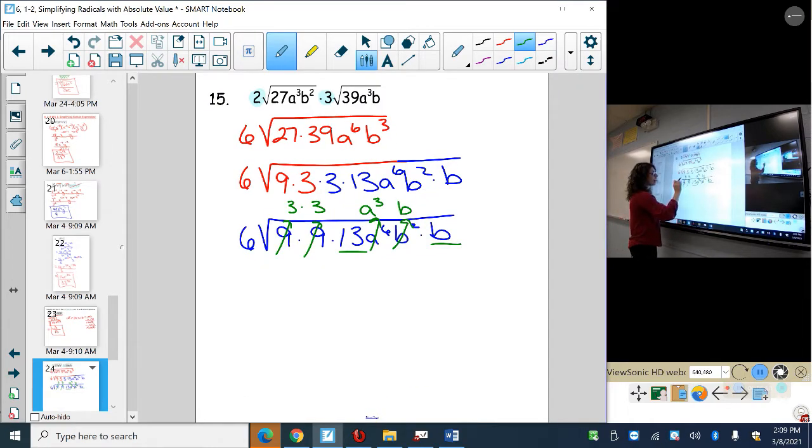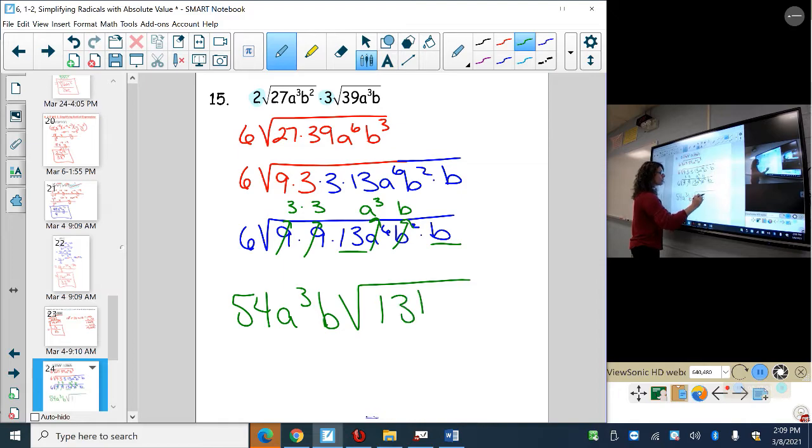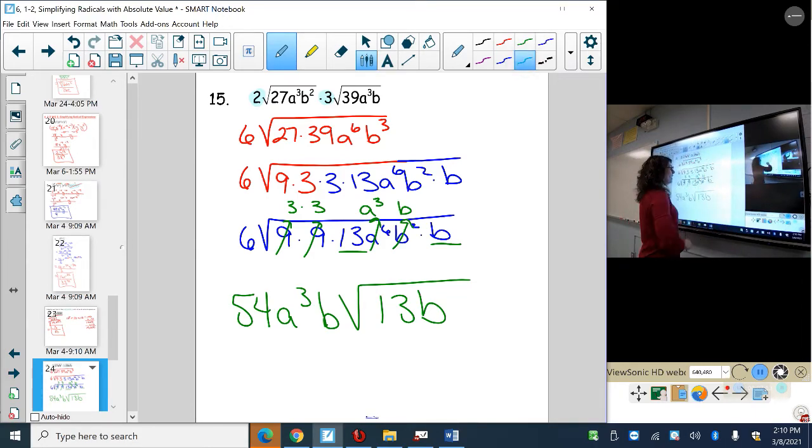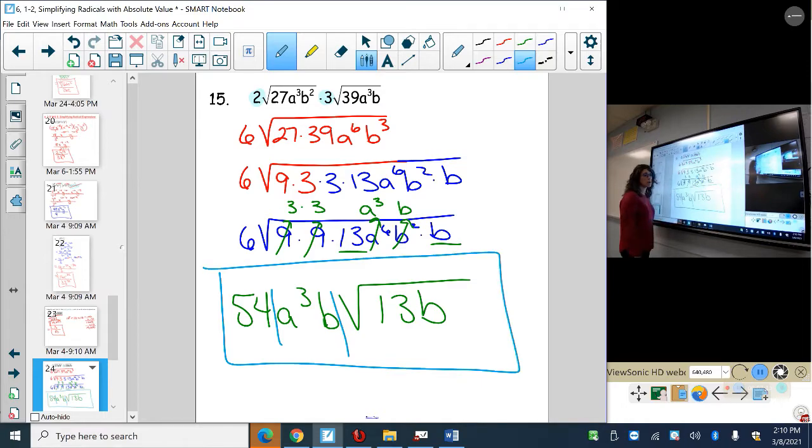3 times 3 is 9 times 6 is 54. A cubed B times the square root of 13B. Now remember, I did not say to assume that all variables were positive. So therefore, do I have any even roots? I do have an even root, and I do have odd powers. So absolute value bars go around only the A and the B to ensure that they stay positive.